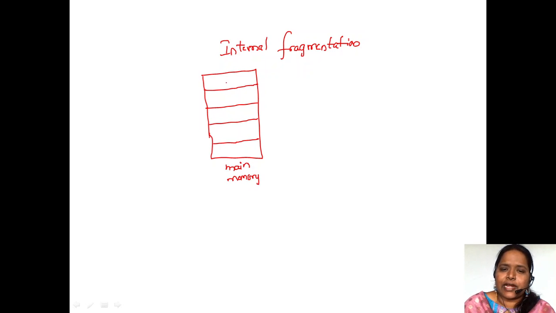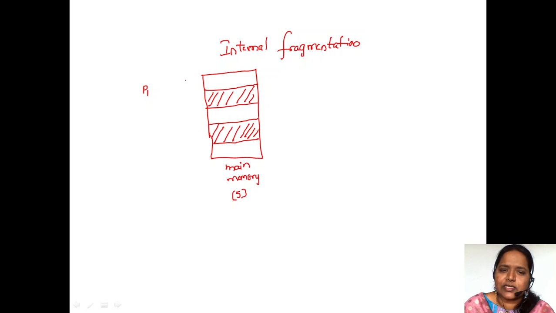Suppose the memory has been partitioned. How many partitions are there? 1, 2, 3, 4, 5. So memory has been partitioned into 5 blocks. Fine. Suppose this partition is filled, for example, and this partition is also filled. Only 2 partitions are left.